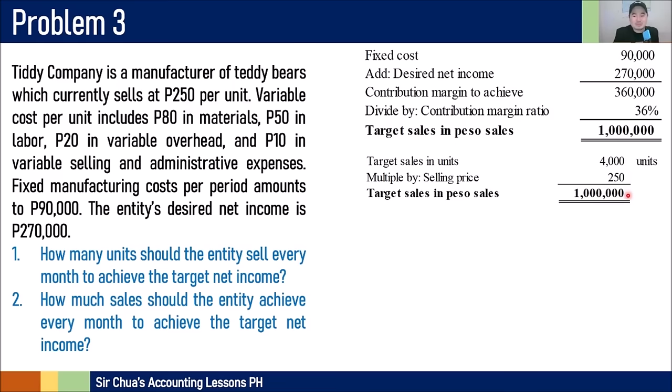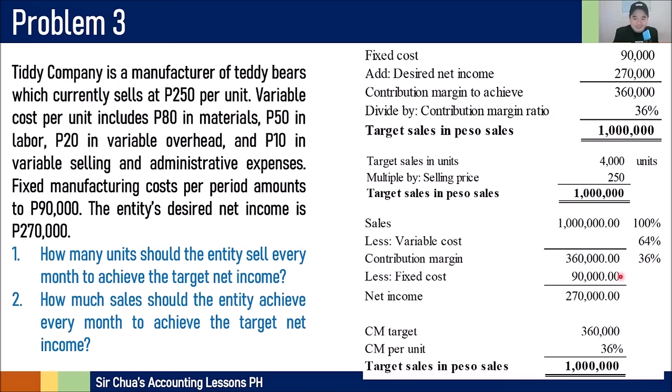Or, you can also do this approach uli. Kung 270,000 ang target net income mo, and then i-add mo po si fixed cost, that is your contribution margin, divided by the CM ratio, itatapat mo lang dun, you will get the 1 million. Okay? So, ganun po ang pagkuha po natin ng required number of units or required sales level para naman po i-analyze kung sakaling meron tayong tinatarget na amount ng net income.